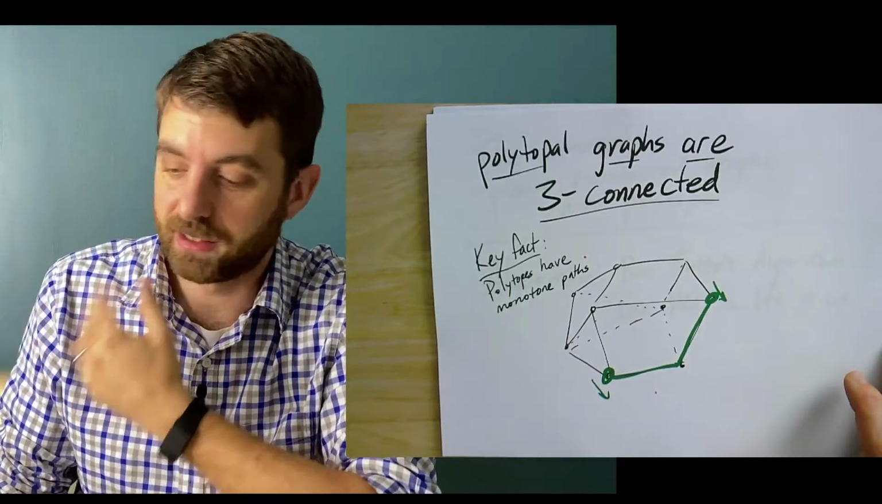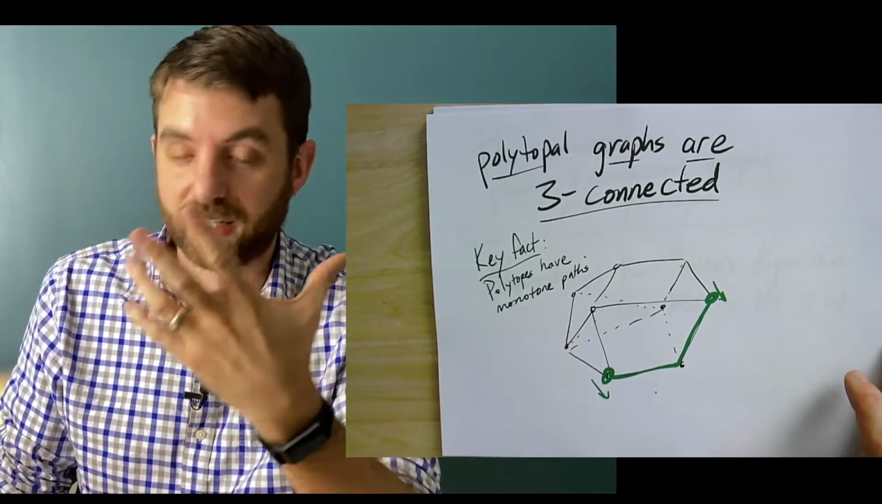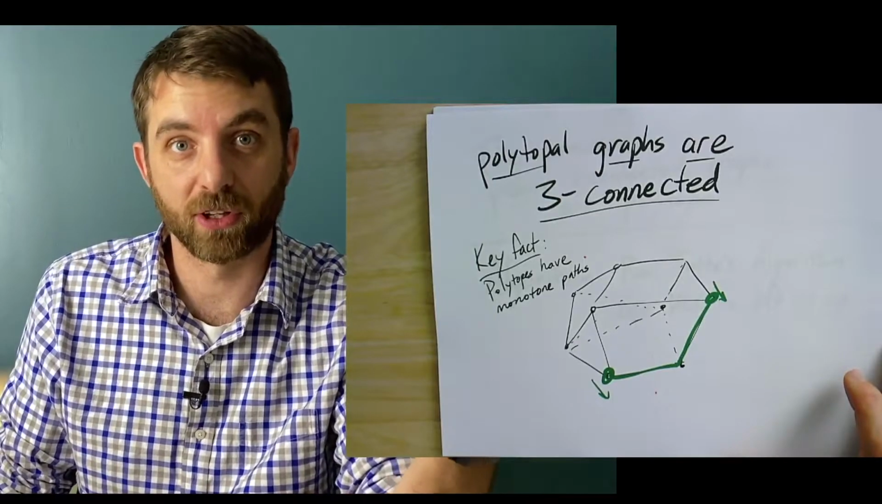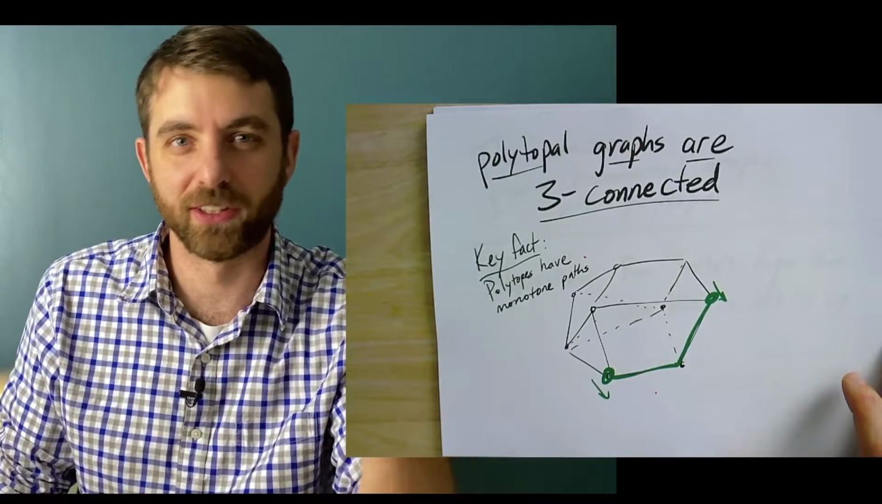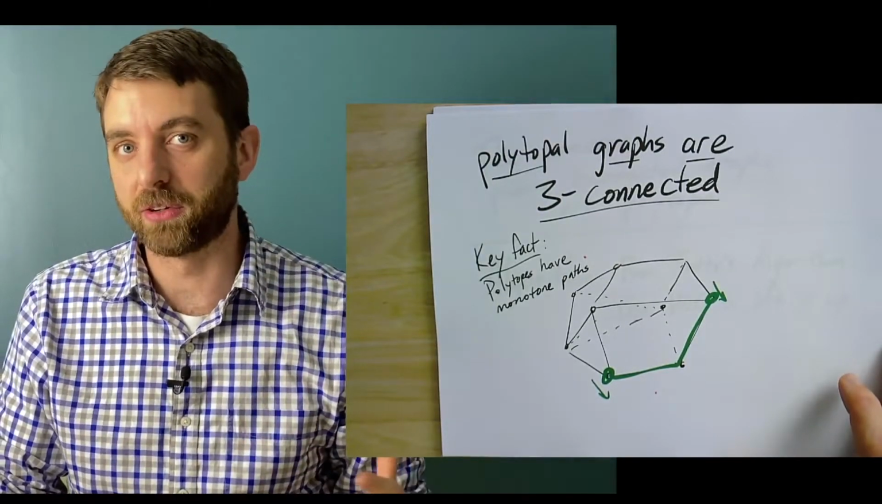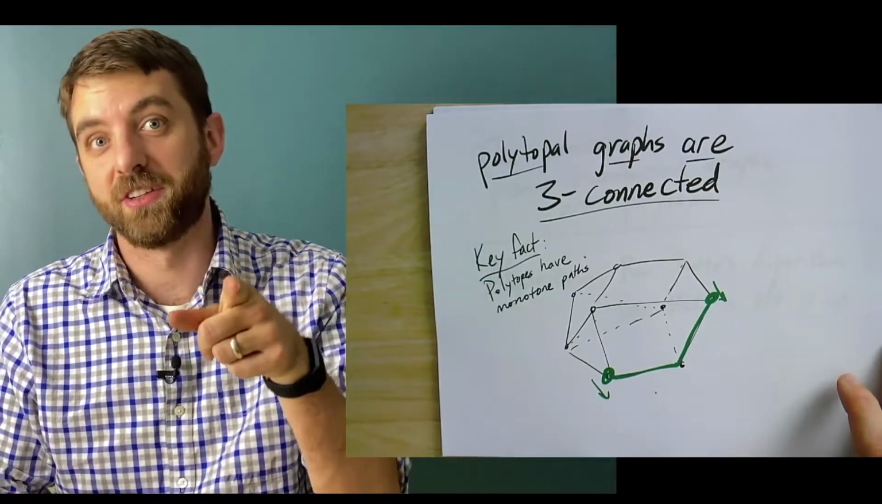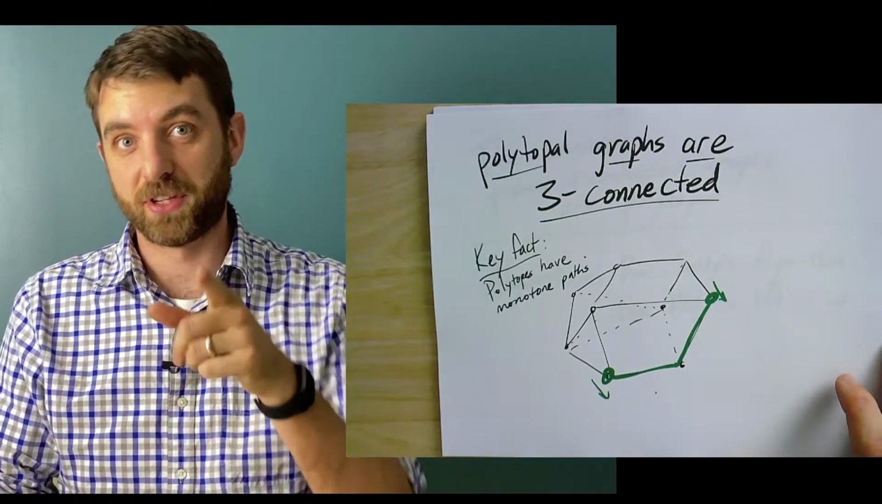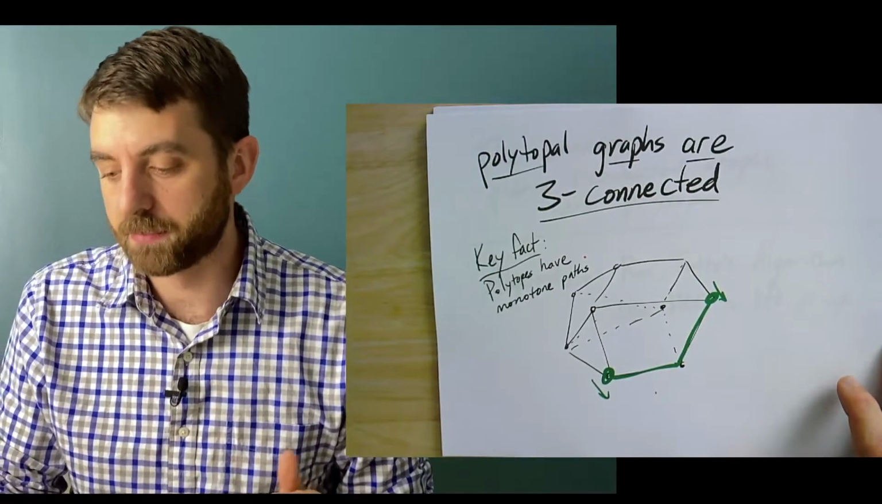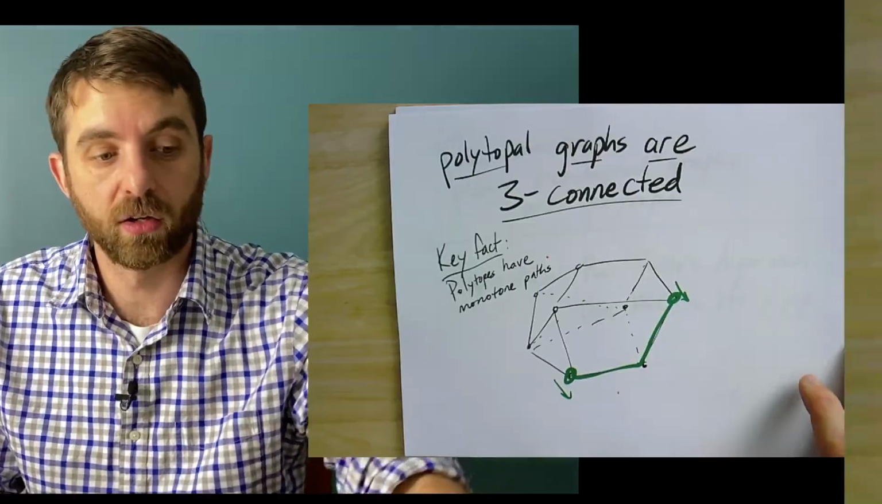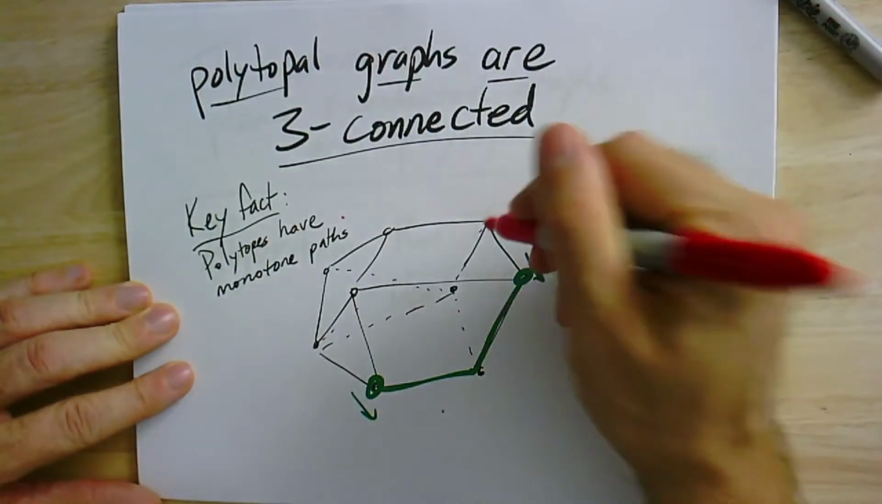Well, that idea is sort of most naturally embodied in polytopes. So polytopes also have this property, and if you've ever studied linear programming, the simplex algorithm literally tries to find a monotone path where the direction of monotonicity is the objective of the linear program. So we're going to do the same thing here, and it works like this.